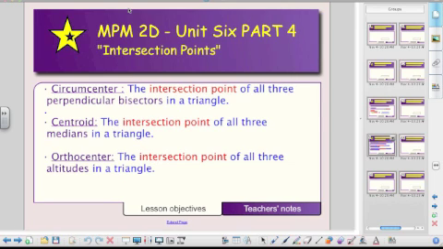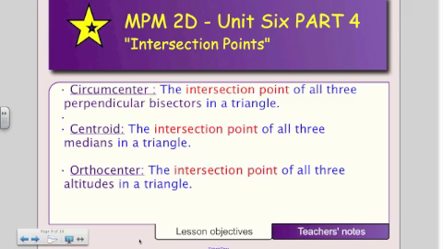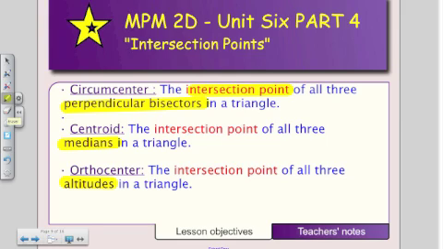Okay, this is part 2 of our seminar. We're going to start off with a few definitions. The circumcenter, first of all, which is our main seminar activity, is the intersection point of all 3 perpendicular bisectors. Now the centroid is the intersection point of all 3 medians in a triangle. The orthocenter is the intersection point of all 3 altitudes.